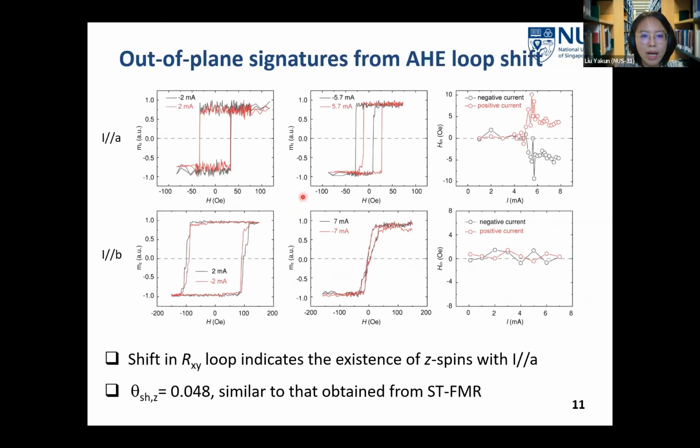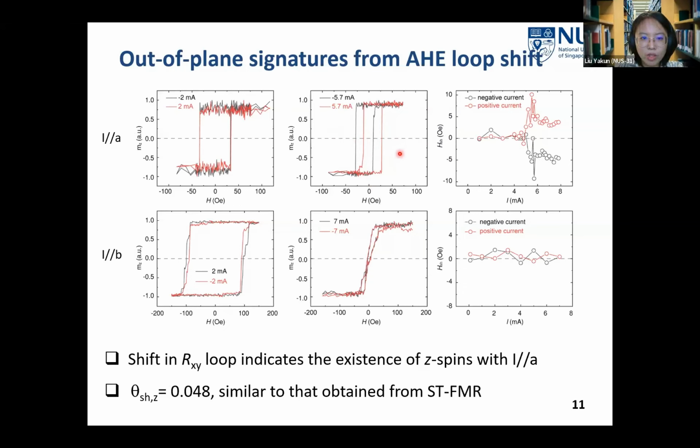Then, by applying a larger current of plus and minus 5.7 milliampere, we can see a clear loop shift. The red line is shifted to the right, while the black line is shifted to the left. This is called the Hall loop shift. The existence of this loop shift indicates the existence of this beam in our measurement.